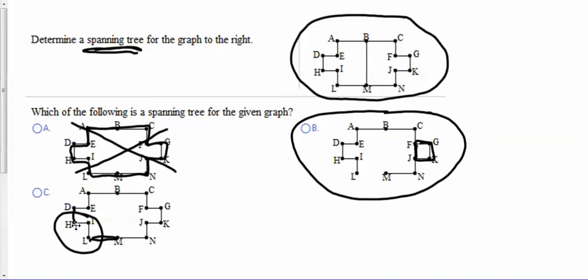Or if DH was an edge in the graph, then there would be a path from L to B and from every vertex to any other vertex. But you couldn't have both DH and LM because then we're back to the problem in A of having a circuit. So if either DH or LM or I think this is EI, if any one of those was an edge in the graph, then that would be a spanning tree. But since it's disconnected now, it is not a spanning tree.